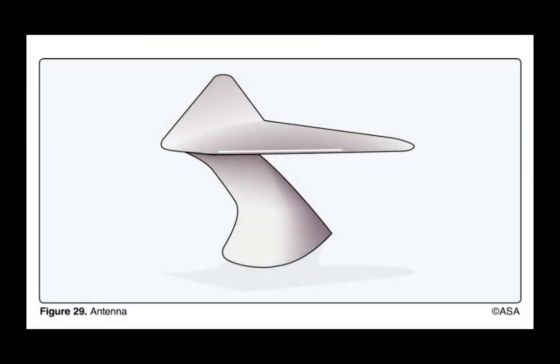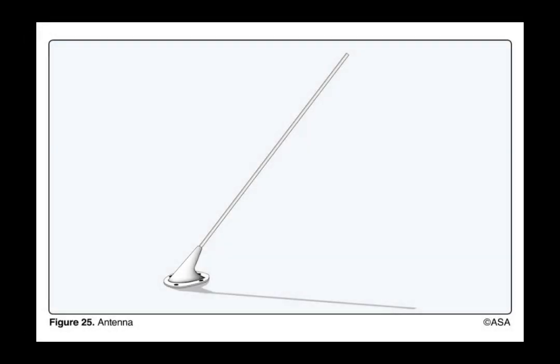Refer to Figure 29. What kind of antenna is this? A VOR and localizer antenna. Refer to Figure 25. What kind of antenna is this? A canted antenna.